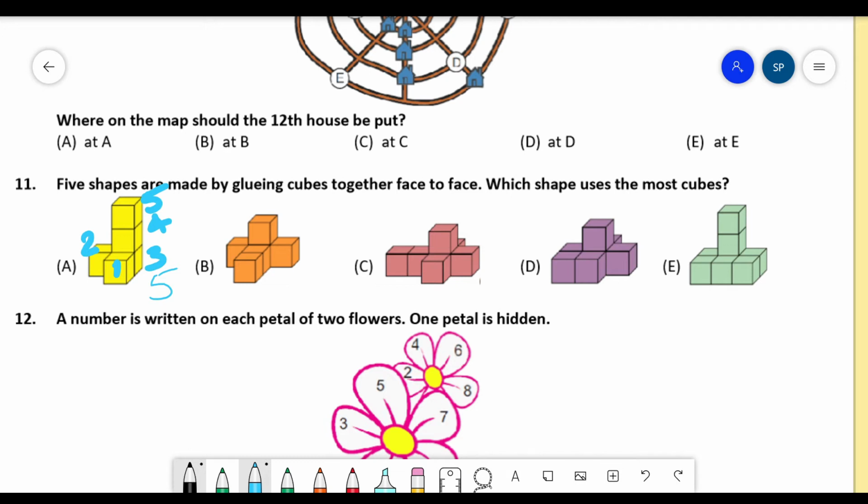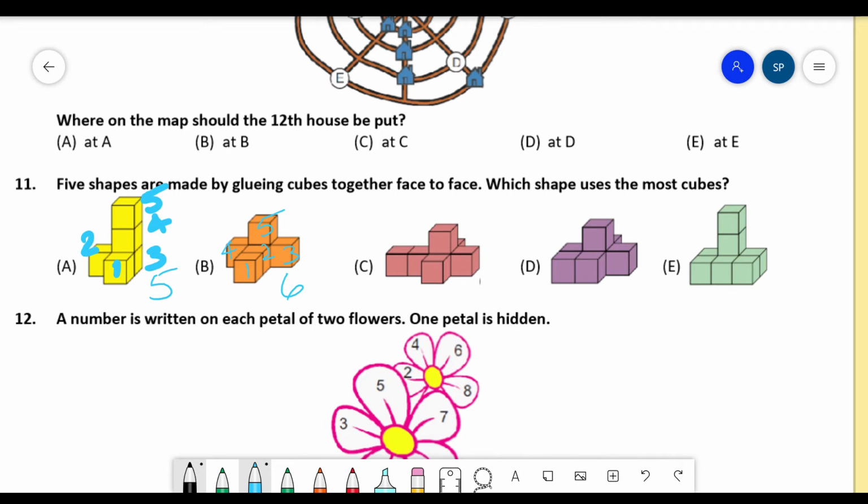B has 1, 2, 3, 4, 5, but it's not exactly 5 because if there is this 5th cube over there, of course there has to be a cube under it, which would be the 6th cube, which means it's 6 cubes, not 5.